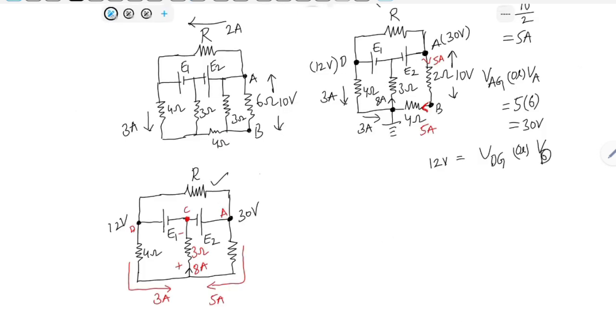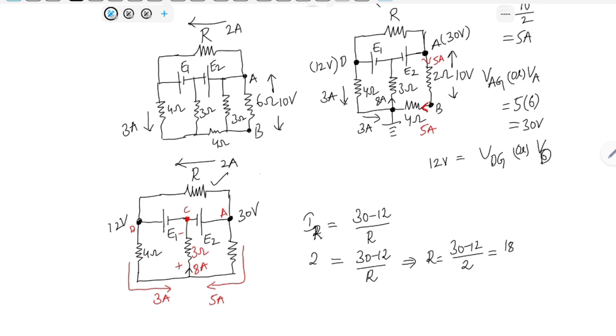How can I find this? The current through this resistor is given as 2 amperes, and we know the potential at this point A and the potential at the node D. Okay. So the current through R ohm is equal to (30 minus 12) by R, and this current is given already as 2 amperes. Therefore (30 minus 12) by R is equal to 2 amperes. It implies R is equal to (30 minus 12) by 2. 30 minus 12 is 18. 18 by 2 is 9.